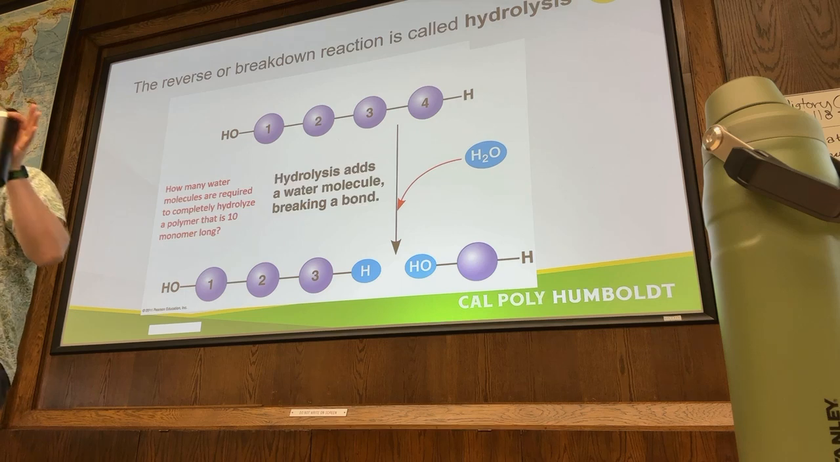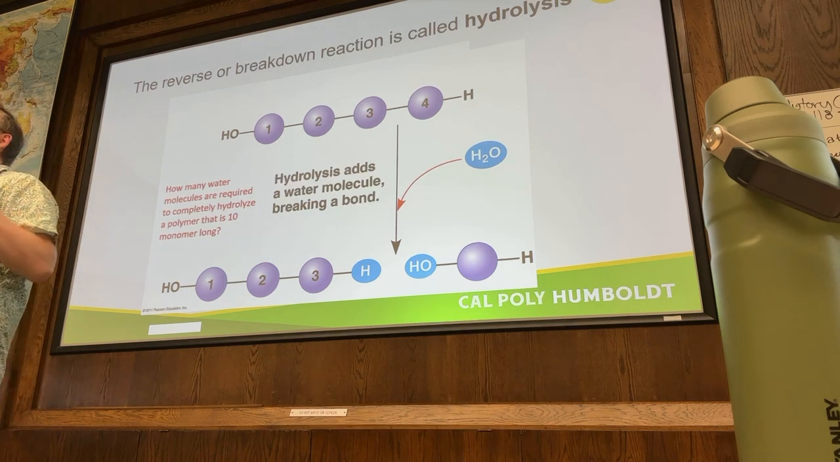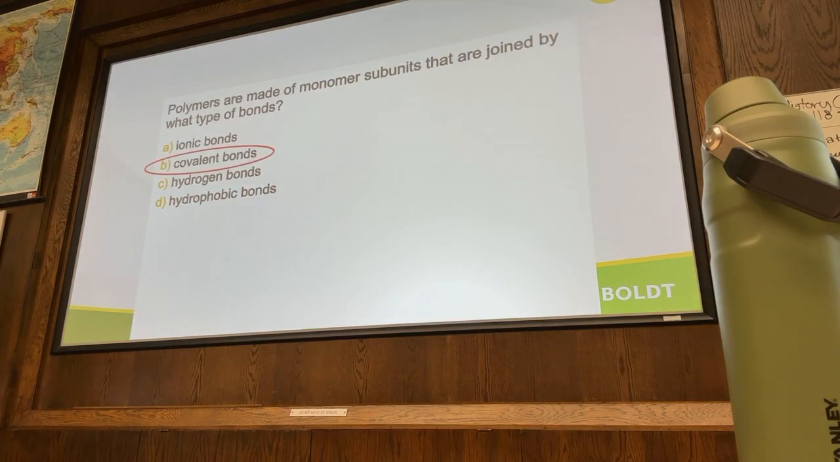If the polymer is 10 monomers long, how many would it take to break it? 9. Exactly right. All right? You don't need to break any, you don't need to do anything on the ends. Cool? Yeah, they're covalent bonds.